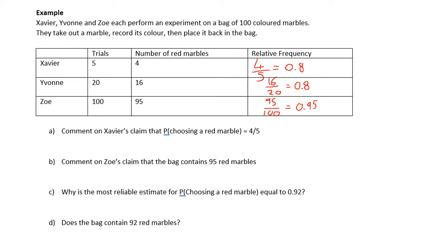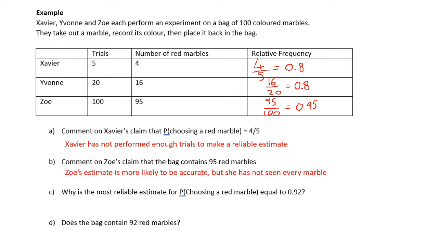Now we've got some questions to follow up with this. The first question is to comment on Xavier's claim that the probability of choosing a red marble is 4/5. Obviously that does match the results he's got, but he's not done very many trials, so we'd have to pick up on that. He's not performed enough trials to make a reliable estimate. What about Zoe's claim that the bag contains 95 red marbles? Well, she's more likely to be correct because she's done 20 times as many trials as Xavier, but again, it's not 100% true. We haven't looked at every marble, we've just maybe counted the same ones twice a lot.